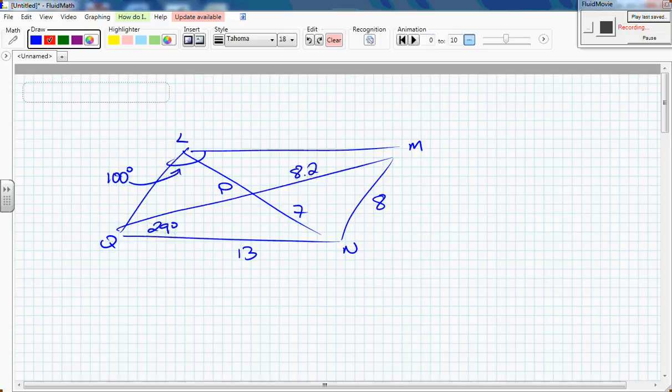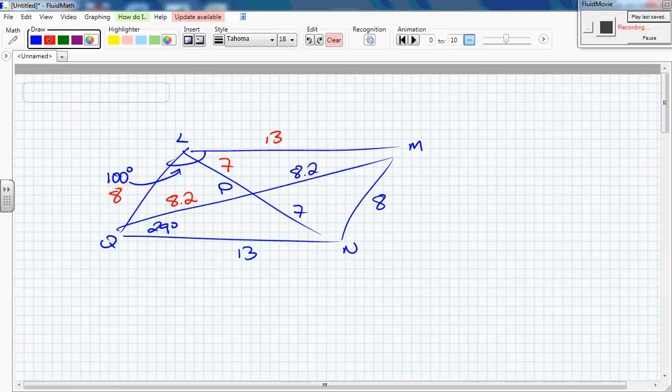So everything in red will be things that we've added in. Everything in blue is already given. So in this case, if this side QN is 13, this side LM is 13. If this side MN is 8, then side LQ is 8. If this part of diagonal QM, this part PM, is 8.2, then QP is also 8.2. If this part of diagonal LN, this piece PN, is 7, then LP also has to be 7.